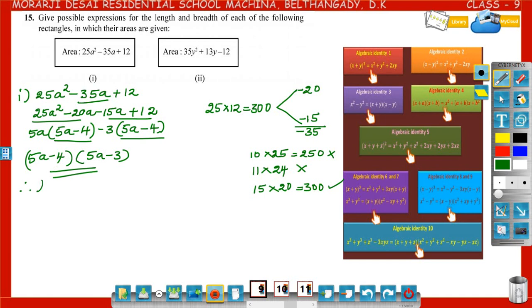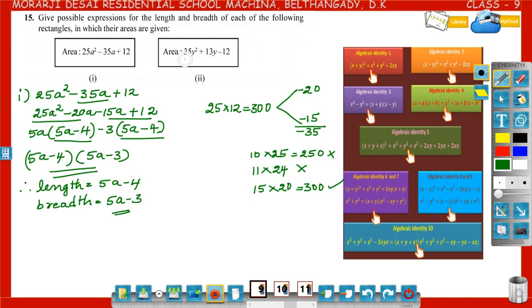Therefore, length is equal to 5a minus 4, breadth is equal to 5a minus 3. You can interchange length and breadth. You can write length as 5a minus 3 and breadth as 5a minus 4 also.